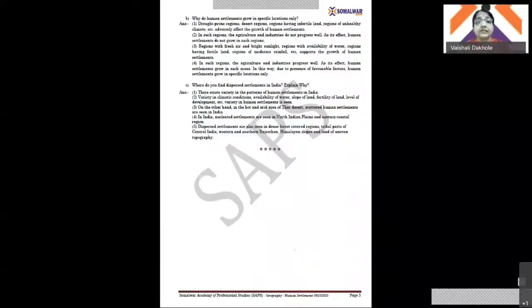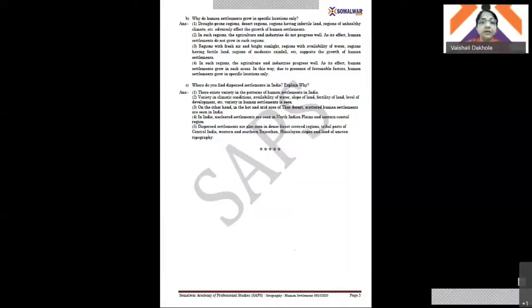In such regions, agriculture and industries progress well. As agriculture is there, more people are engaged in agricultural activities, and through agricultural production we get raw material for the industries, so industries also flourish. As its effect, human settlements grow in such areas. In this way, due to the presence of favorable factors, human settlements grow in specific locations only.